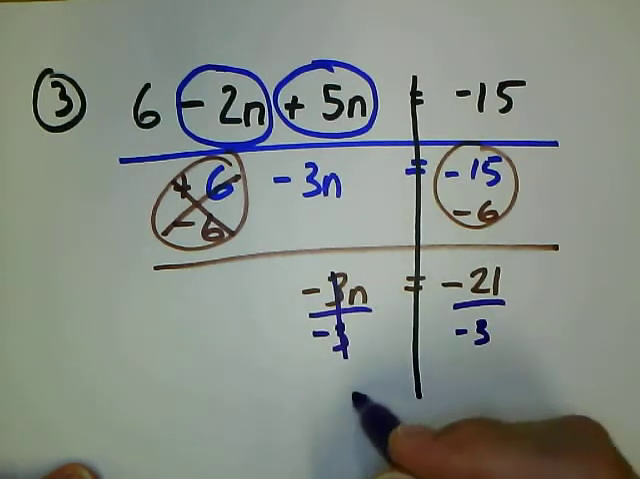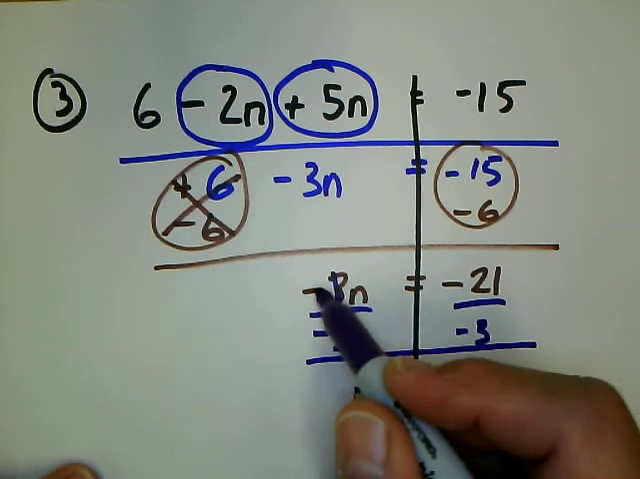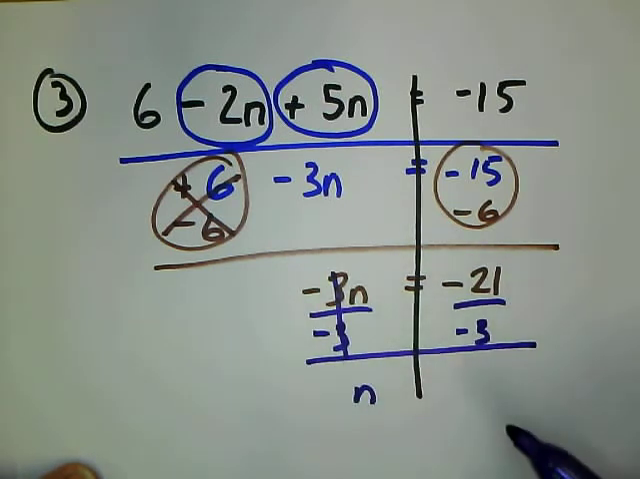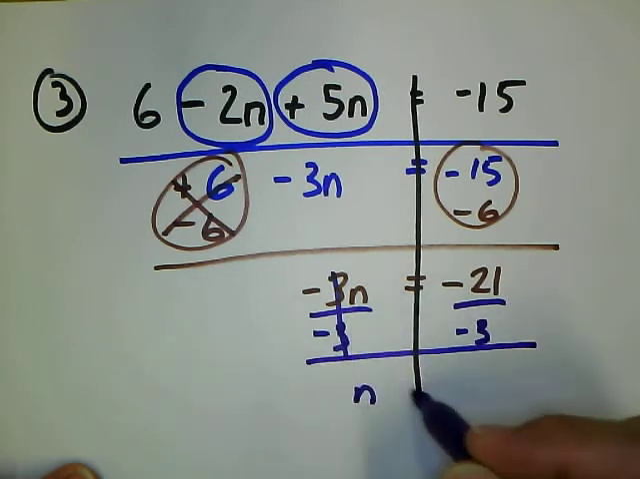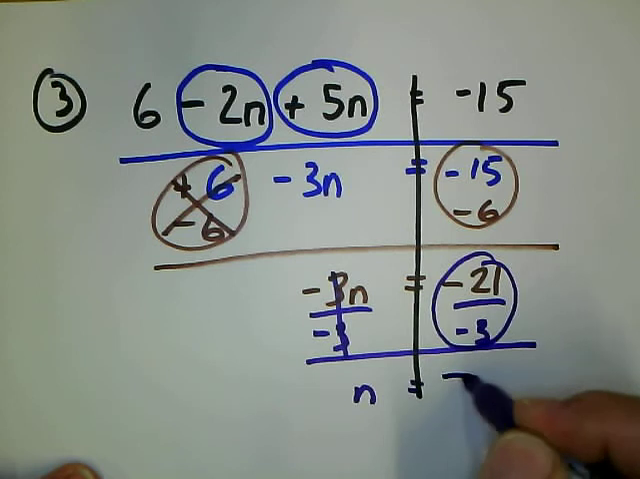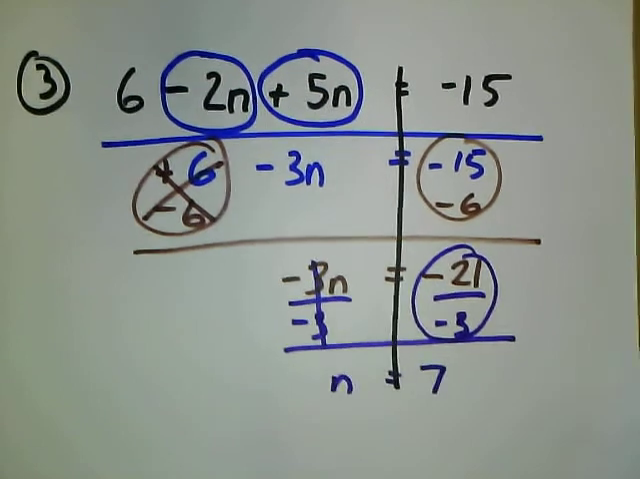All right. Our opposite operation of negative 3 times divided by negative 3, they're gone. They become 1. 1 times n is n. And then we're going to do negative 21 divided by negative 3 is 7. All right? Anybody have that?